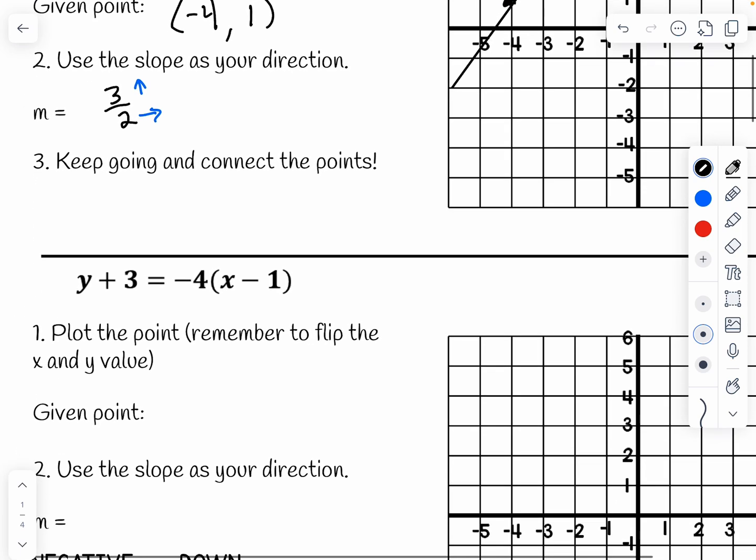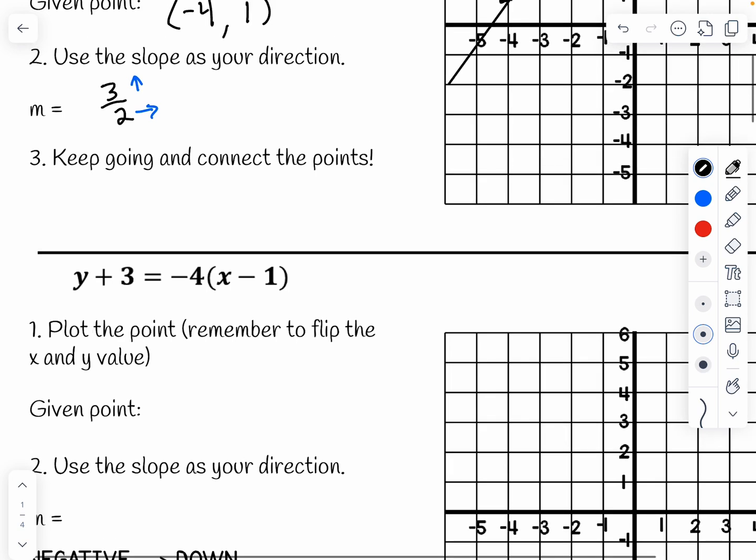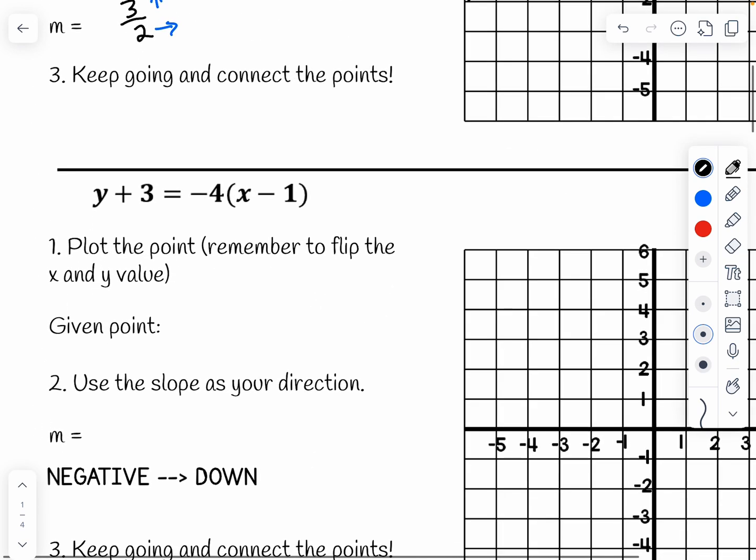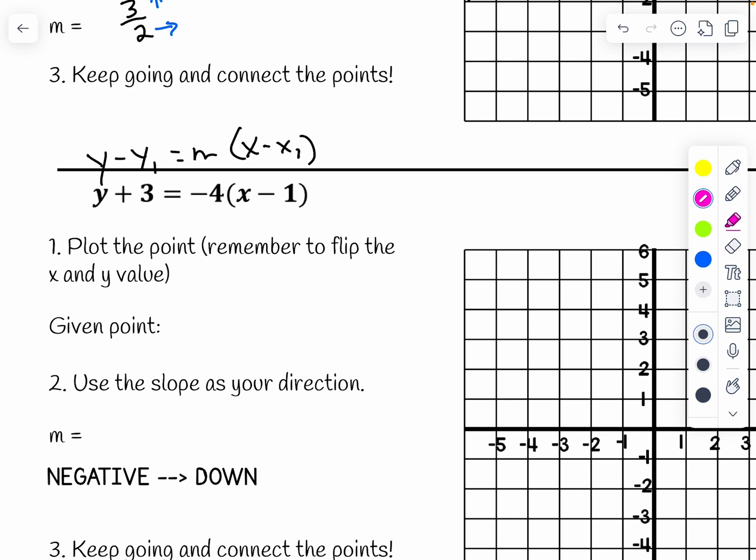Let's go look at my second example. We're going to do exactly the same thing. We're going to look at the equation for point slope form. Remember, it is y minus y1 equals m times (x minus x1). Remember, our focus is going to be on our x1 and our y1. And then we're also going to be finding our slope.